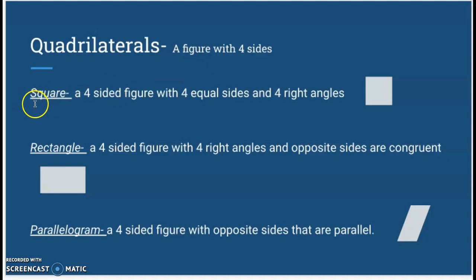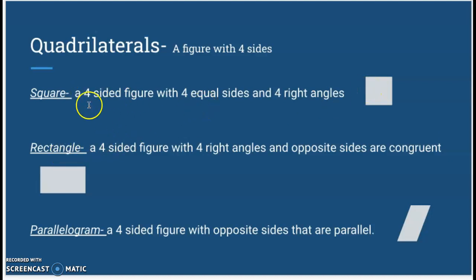So let's look at this first one, a square. How do you tell the difference between a square, a rectangle, a rhombus, a parallelogram, all those shapes with four sides? Well, a square specifically says all four sides have to be the same, and all four angles have to be right angles, have to be 90 degrees. So not only do all four sides have to be equal, but all four angles have to be 90 degrees as well.